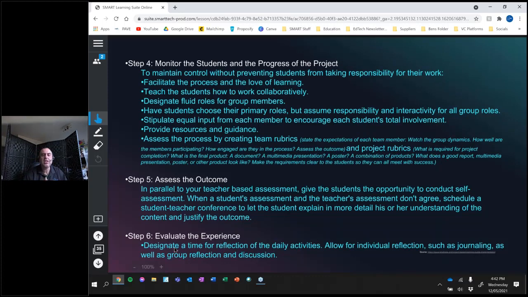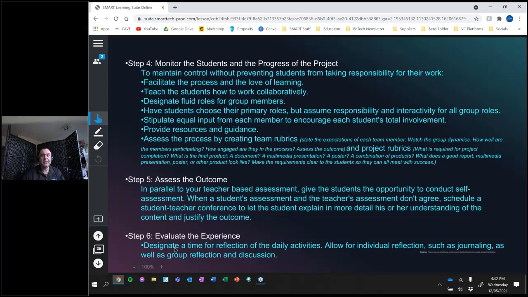Step 5, assessing the outcome. In parallel to your teacher-based assessments, give your students the opportunity to conduct self-assessment. So write that into your plan. Work out ways in which you can embed that self-assessment and peer assessment into the assessment elements of your project and put that into your plan.